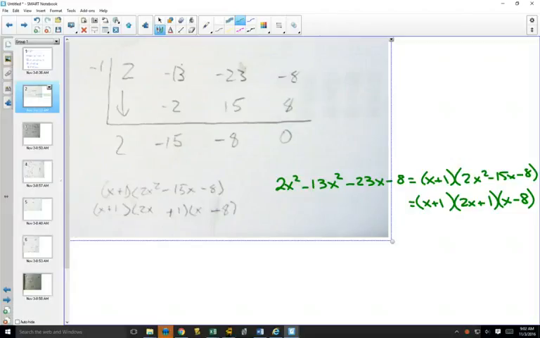Yes? 2x cubed. That is a cube. You just don't see the bottom part there. Oh, perfect. That was a nice save. Maybe not. Okay.